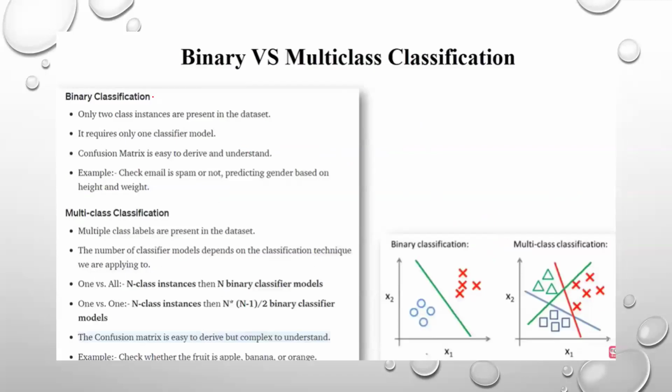Now, what is the difference between binary classification and multi-class classification? Here we already know that only 2 class instances are present, but here we have multiple class labels. Binary requires only one classifier model. But in multi-class, depending on the approach, if it is 1 versus all, for n class instances, n binary classifier models are required. And for 1 versus 1, for n class instances, we require n times n minus 1 divided by 2 binary classifier models. The confusion matrix is easy to derive but complex to understand. This is the diagrammatic representation of binary classification, and this is multi-class classification.